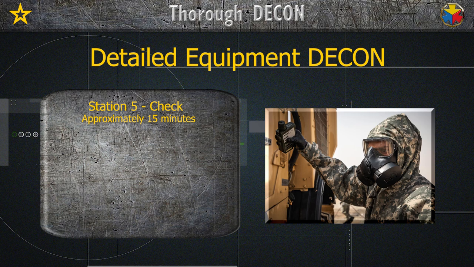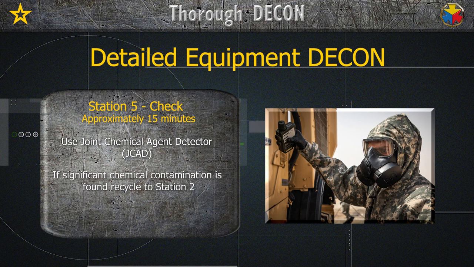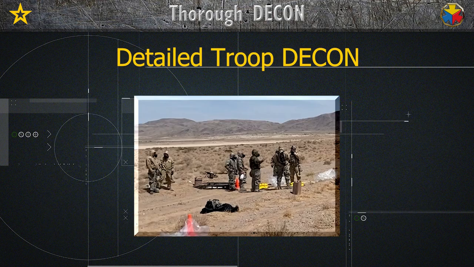The vehicle is checked for contamination utilizing Joint Chemical Agent Detector, JCAD, to check for presence of vapor from residual liquid contamination, and if significant chemical contamination is found, the vehicle is recycled to Station 2. If significant radiological contamination is found in the vehicle, it is recycled to Station 1. Detailed troop decon will be happening simultaneously with DED. As a reminder, DTD is conducted by the contaminated unit.